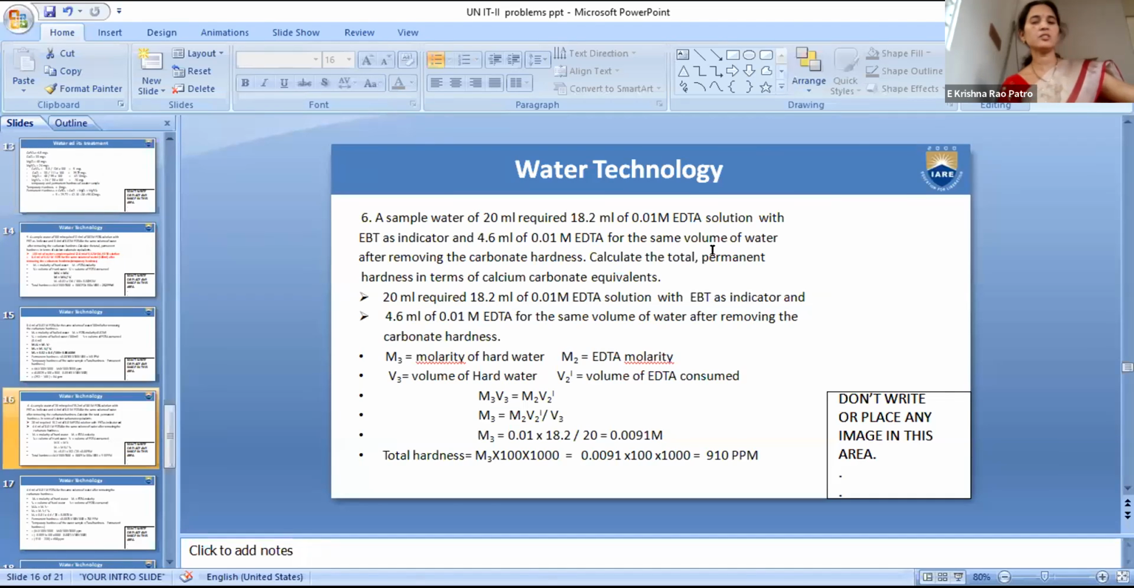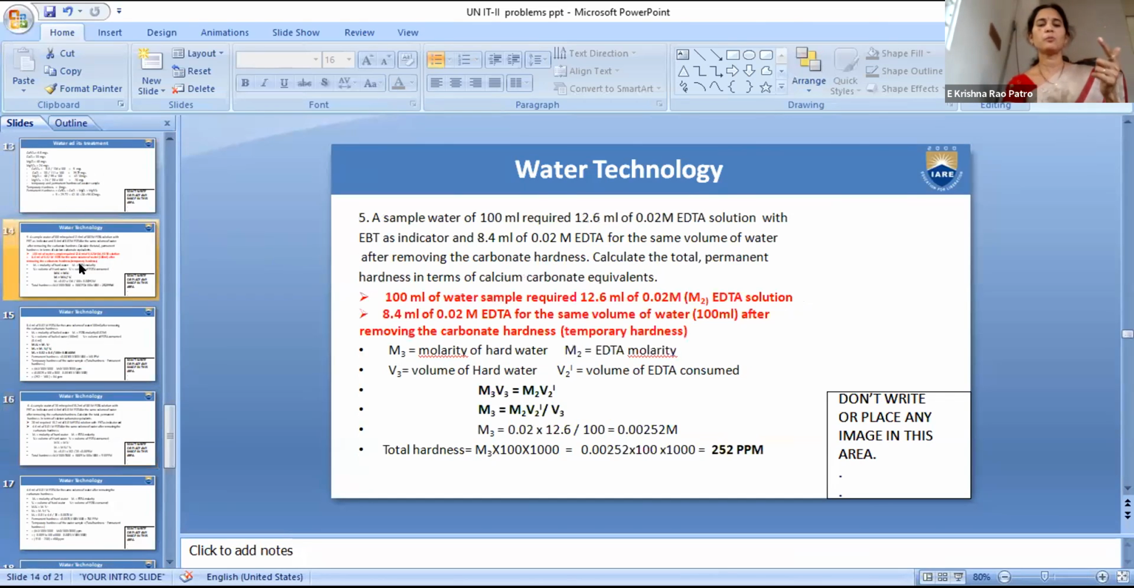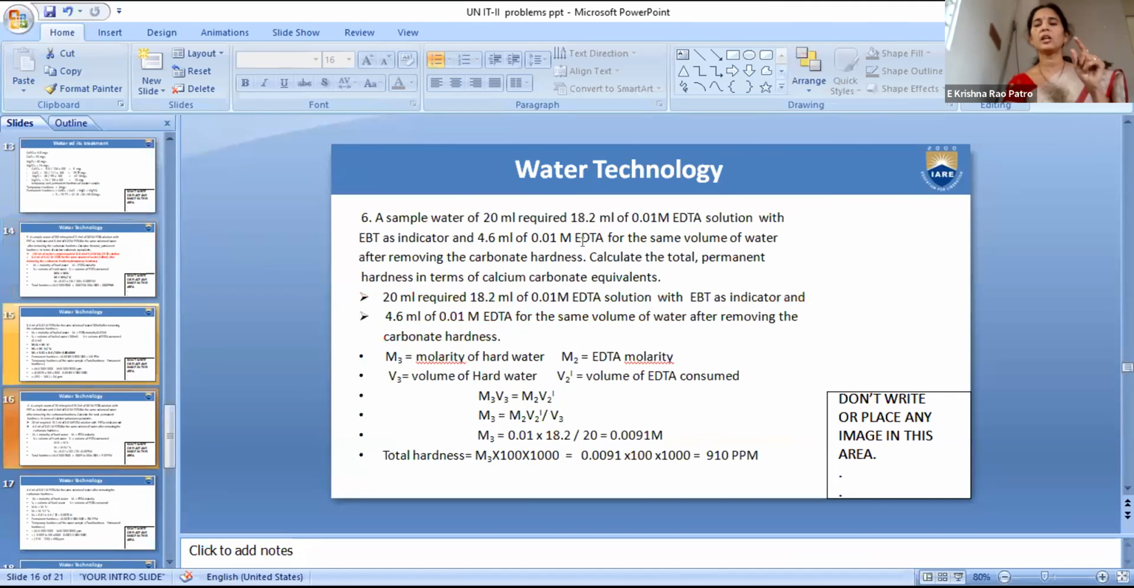But here the molarity has changed. In the previous problem we took 0.02, now we are taking 0.01. The volume of EDTA consumed is also different. Previously we had 12.6, but in this problem it is 18.2. So you write down this problem.